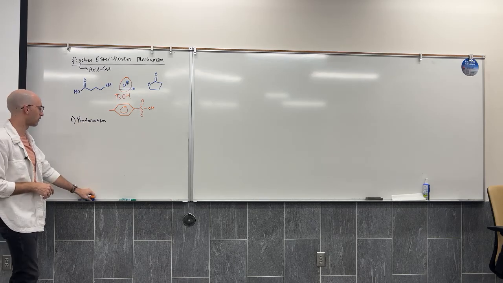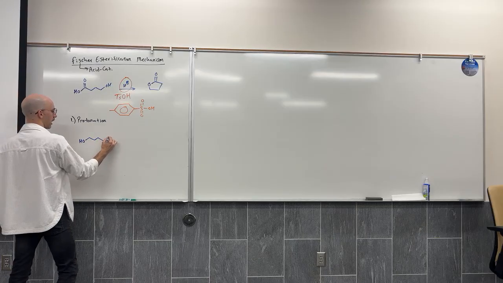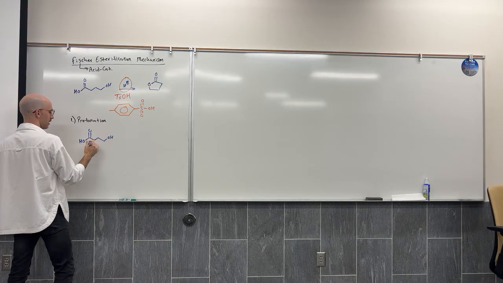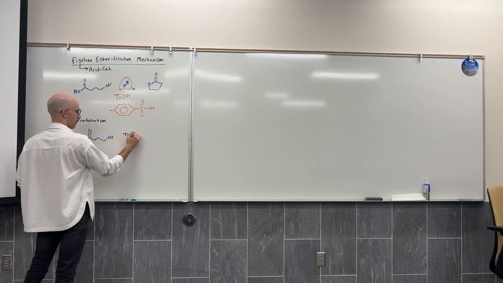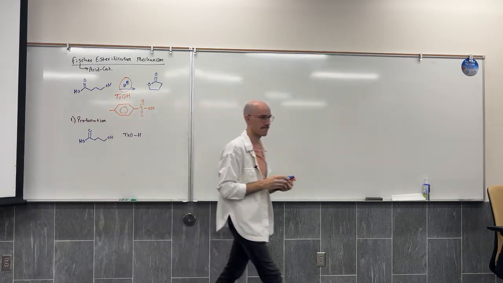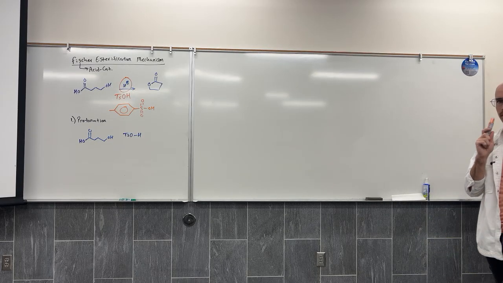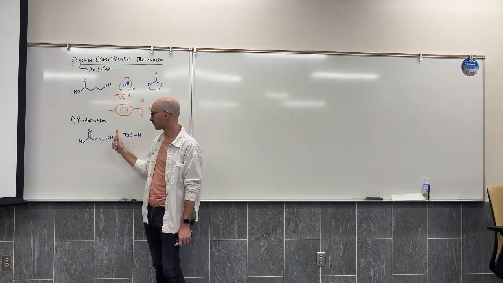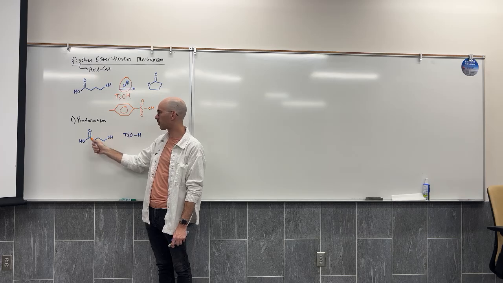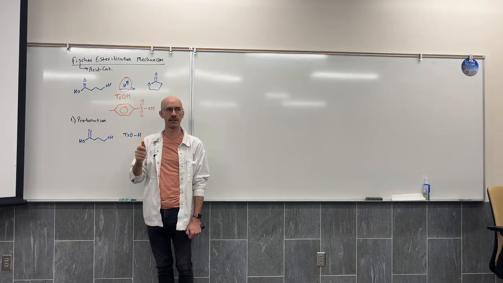We start with protonation. How many things could I protonate? How many bases do you guys see in this structure? How many possible bases are there? You want to name them? Yeah, the oxygen of the alcohol, the oxygen of the carboxylic acid, the oxygen of the carbonyl, all possible bases.